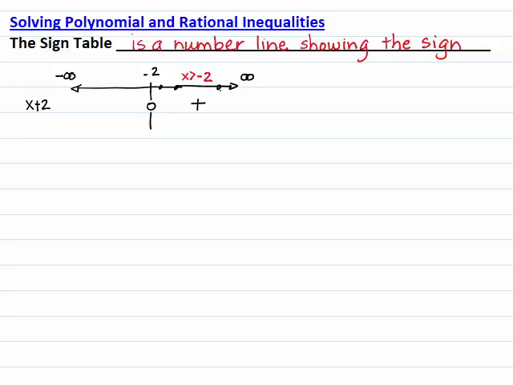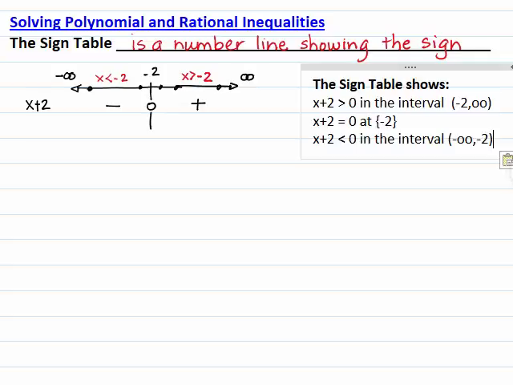And when x is less than negative 2, which is to the left of negative 2, then the expression x plus 2 will be negative. For example, if I do negative 100 plus 2, that's a negative quantity. If I do negative 3 plus 2, that's also negative.